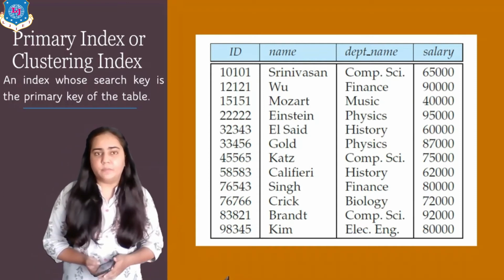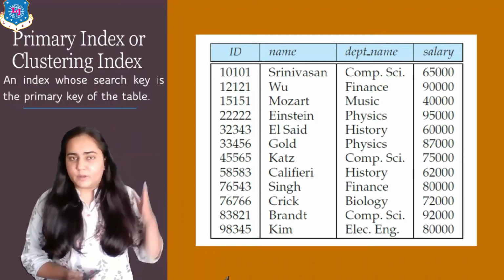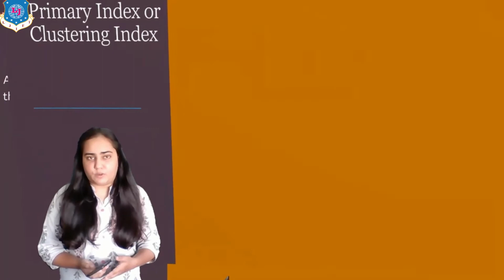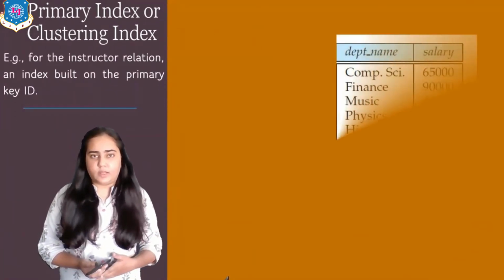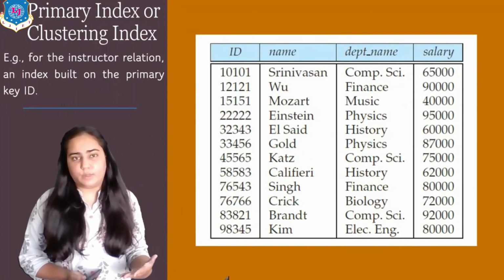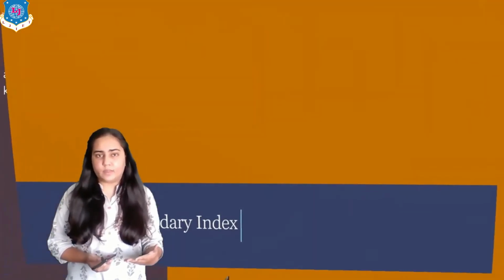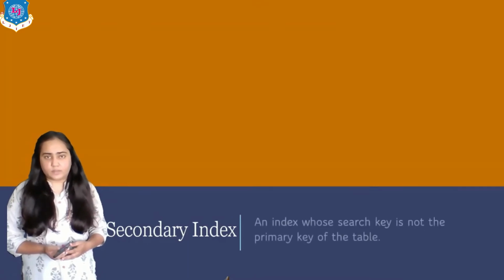So it's very simple. Just the IDs are stored in the index, and with the IDs, the address of the entire row in the secondary memory is stored. So that's a simple primary index where because we are using the primary key of the instructor, we are calling it a primary index. For example, like I said earlier, that ID is the primary key, so that could be your primary index or clustering index.